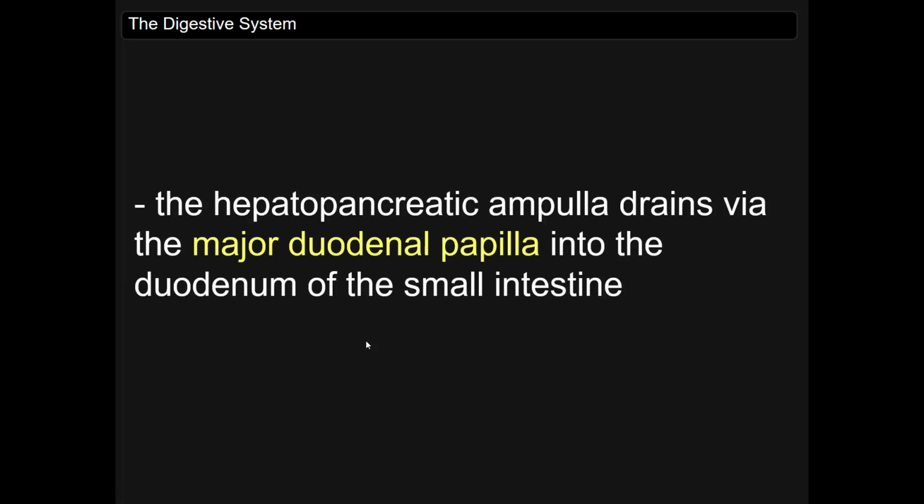The hepatopancreatic ampulla drains through the major duodenal papilla. It's a little peg-like structure that pokes into the small intestine, and you should be able to see that on a couple of our donors.